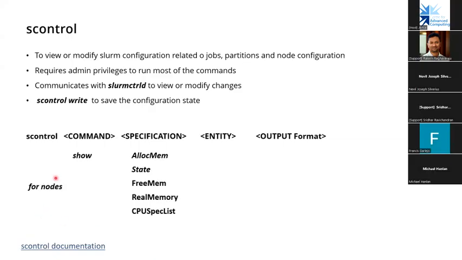For nodes, it can also show the state of the nodes as well. Some of these specifications include the amount of memory that's allocated for a particular node, the state, the amount of free memory that's available, real memory or user specification list, and the number of CPUs that you have in that particular node, and so on and so forth. Again, this is not a very exhaustive list. I listed a few of the things that might be useful, but an exhaustive list can be found in the scontrol documentation.